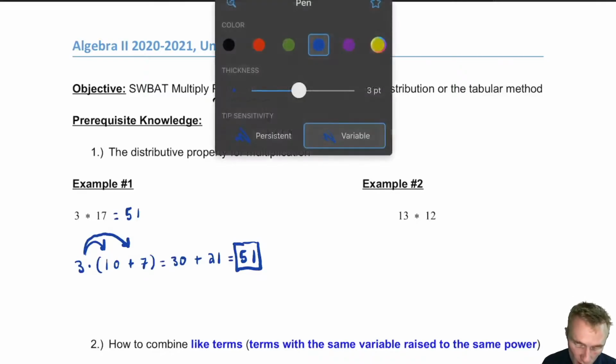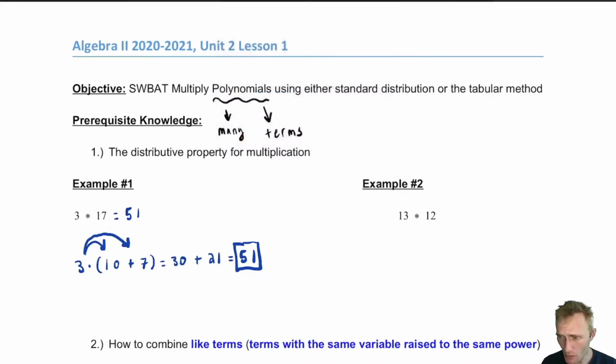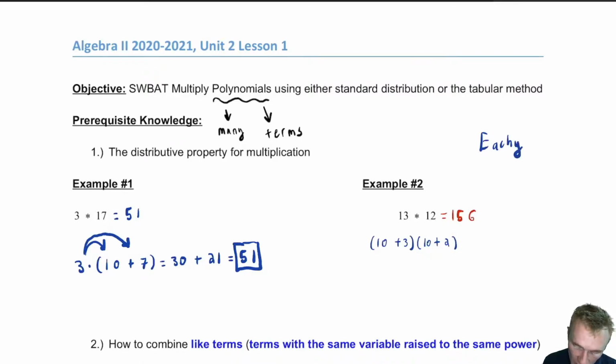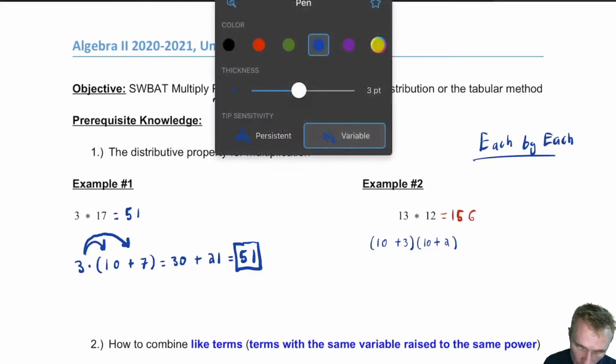The same thing works even if you have multiple terms, multiple digit terms. So maybe you just know your 13s tables and you know that 13 times 12 is 156. But if you don't, you could take 13 and make it 10 plus 3. You could take 12 and make it 10 plus 2. And the same idea is going to happen here when you distribute. I like to call this each by each, meaning take each term from the left and multiply by each term on the right. We'll do 4 separate colors here.